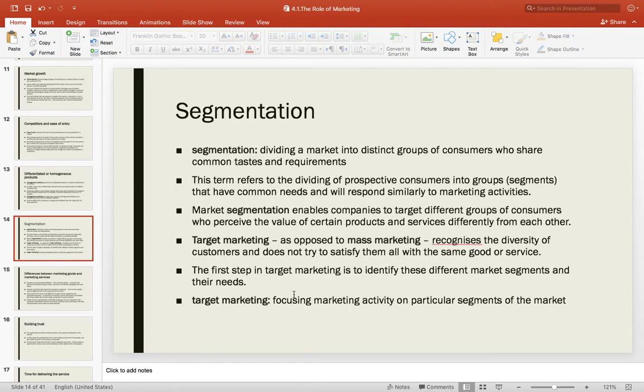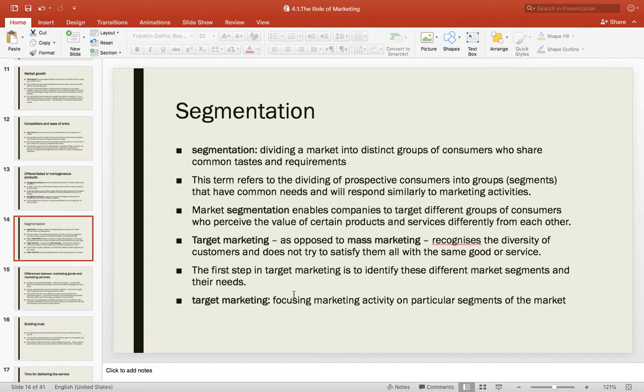Okay, let's move to segmentation. So what do I mean by segmentation? Segmentation means dividing a market into distinct groups of consumers who share common tastes and requirements. Again, dividing a market into distinct groups of consumers who share common tastes and requirements.